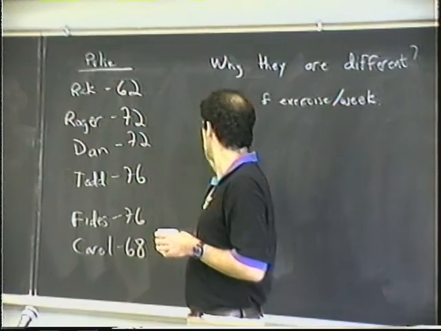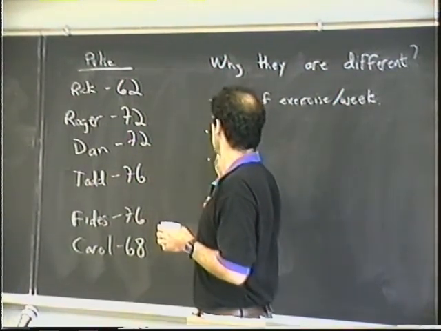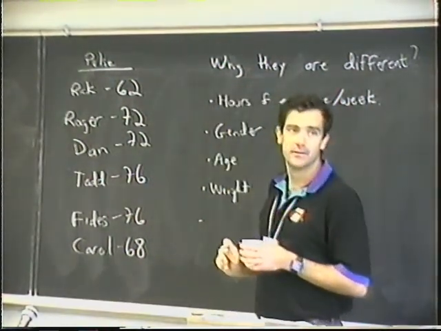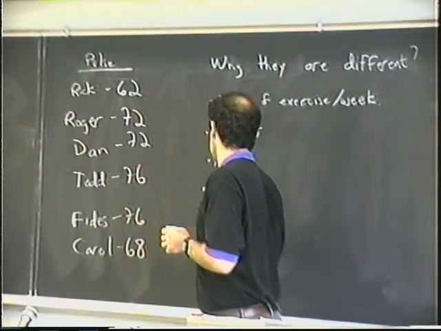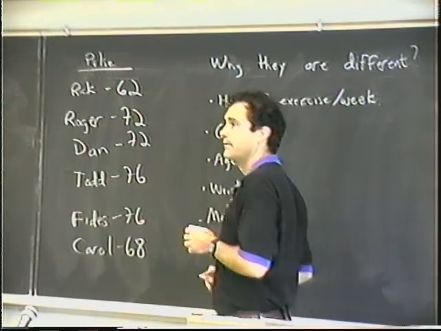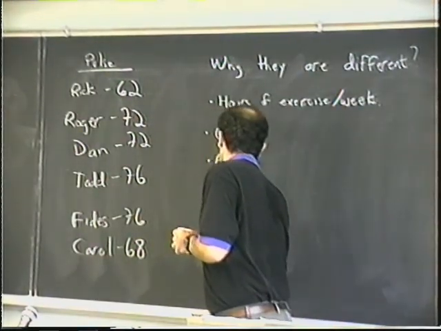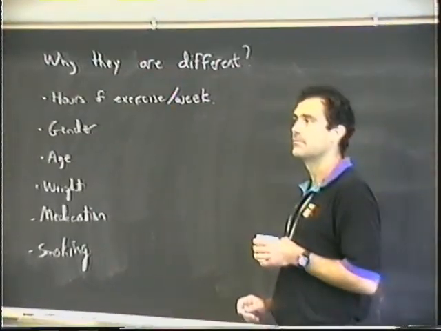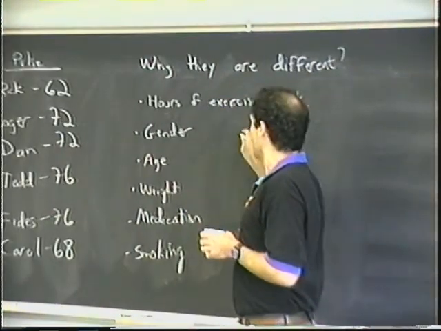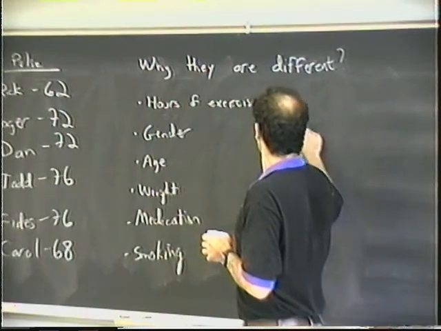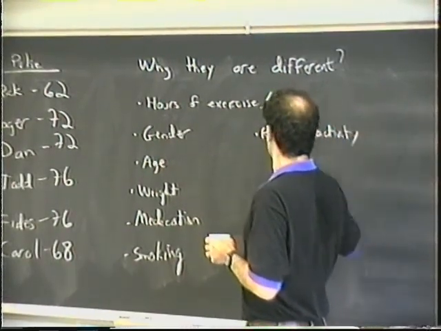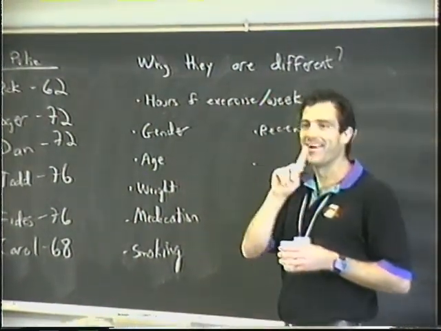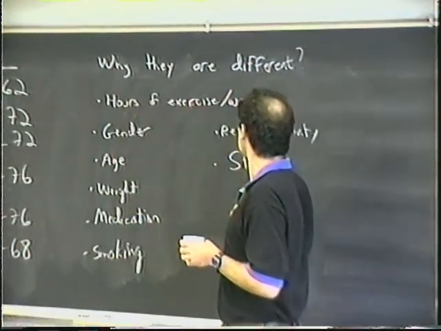The gender thing. Gender, sure. Age. Weight. Good. Medication. Yeah, people take various medications that have an effect on pulse. Smoking or not. Good list. Any others? What happened before you came into that? Recent activity, what you've been up to. Some sort of stress measure.